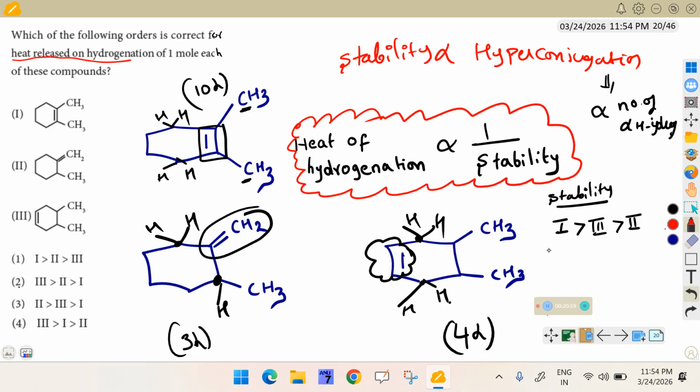Order of heat of hydrogenation. Heat of hydrogenation is inversely proportional to stability. So 2 greater than 3 greater than 1. Third option is the correct option.